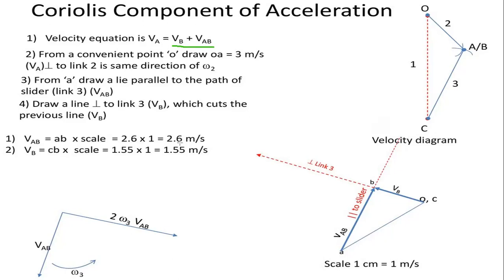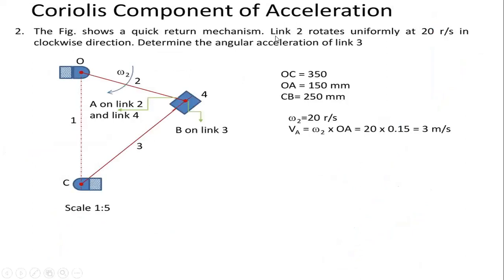And next we are going to find the velocity of B, that is CB into scale. Here the velocity of B is this line. So this is the line for the velocity of B. From O to B we are calculating this line. The vector OB is taken as velocity VB. So we are taking the CB into scale. We didn't get the value as the OB length, so we are taking the CB length as 250 mm.